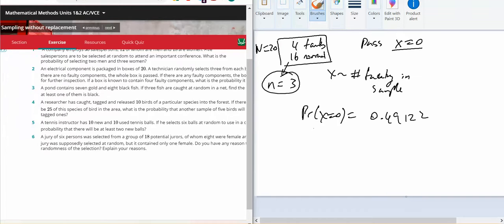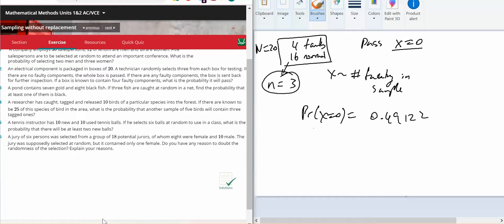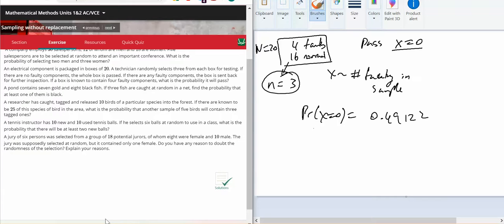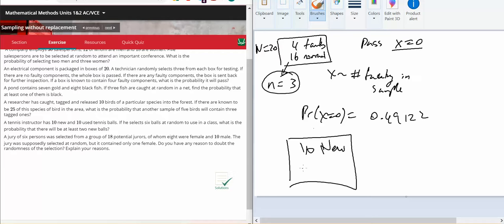Question 5. A tennis instructor has 10 new balls, 10 used balls. If he selects 6 balls at random in the class, what is the probability there'll be at least 2 new balls? Okay, so again, it's very similar. You've got 10 new and 10 old, and the total population is 20. And from this, you'd select a sample of 6, so small n equals 6.